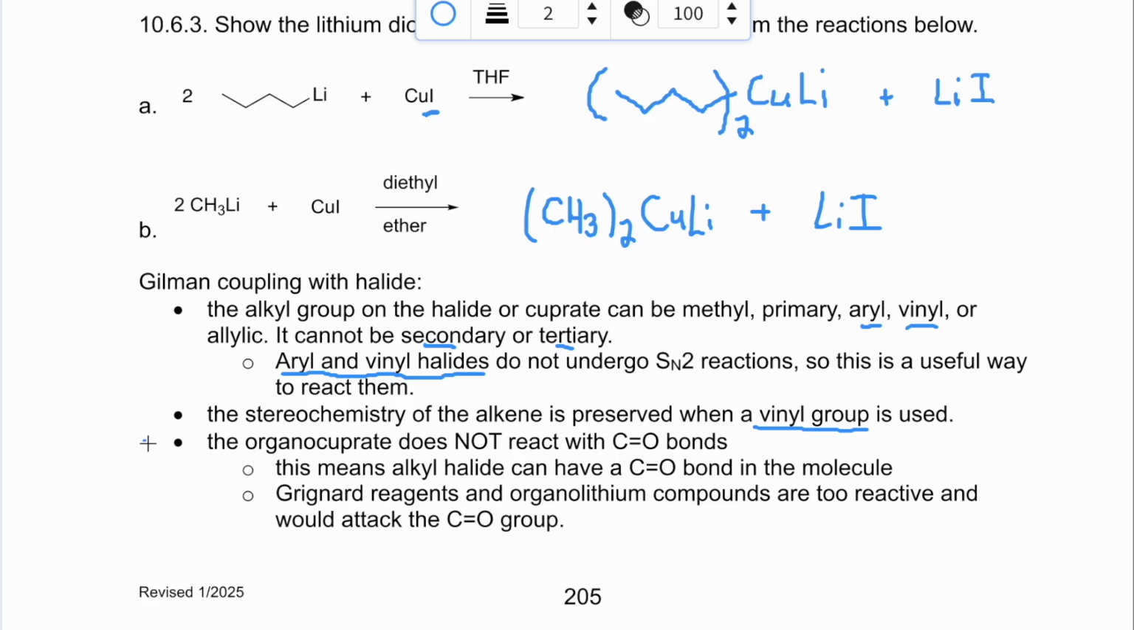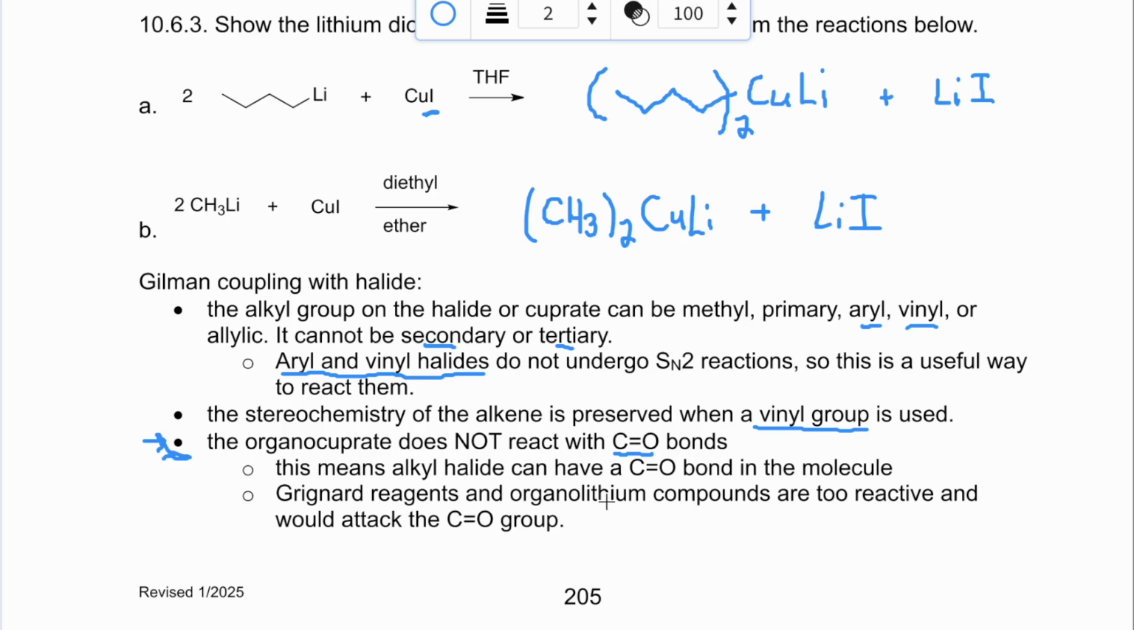Another detail over here about the Gilman reagent is that it's a very mild reagent. We're going to be learning about how a lot of these organometallic reagents react with the carbon of a carbonyl group, but this organocuprate does not react with carbonyls, and so you can react the organocuprate with a molecule that has a C=O bond, and you don't have to worry about ruining or losing this functional group.